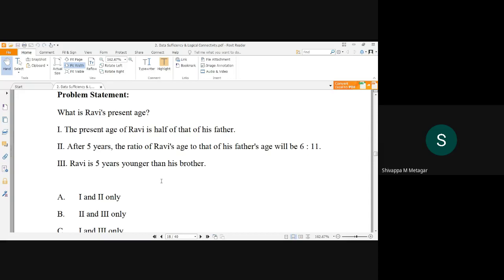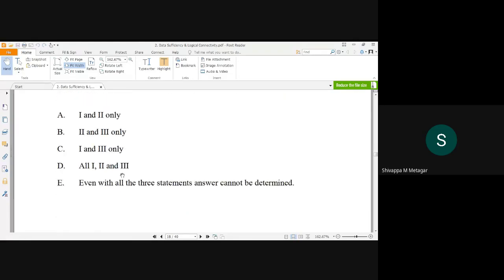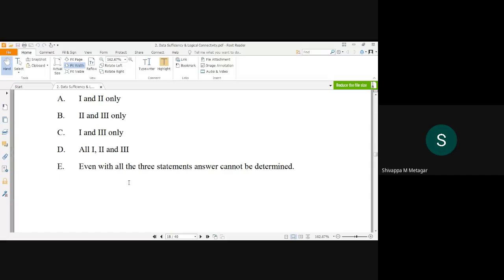Okay, now can you put the answer for this one? What is Ravi's present age? The statements they have given: the present age of Ravi is half that of his father. After 5 years, the ratio of Ravi's age to that of his father's age will be 6:11. Ravi is 5 years younger than his brother. Can you find out the value of this one? Anyone can calculate the answer for this and put it in the chat box.